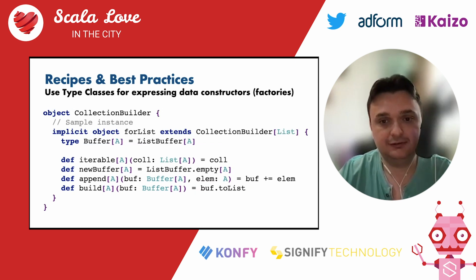We can quickly define an instance for a list. So as I said, the buffer for our list is going to be the list buffer. These are, by the way, intermediate values. Abstract type members are good for specifying intermediate values that you don't care about after you're done.